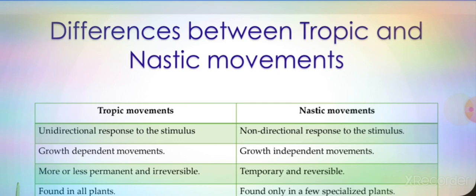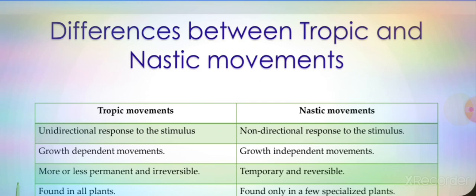If you see the roots, they grow in one direction towards the gravity. If you see the stem, it grows in one direction, that is towards the light. So they are called as tropism. And in tropic movements, it is growth dependent movement. It is mainly because of growth. Due to cell division, new cells are formed, and due to the growth, there is movement. That's what we call growth dependent movements.